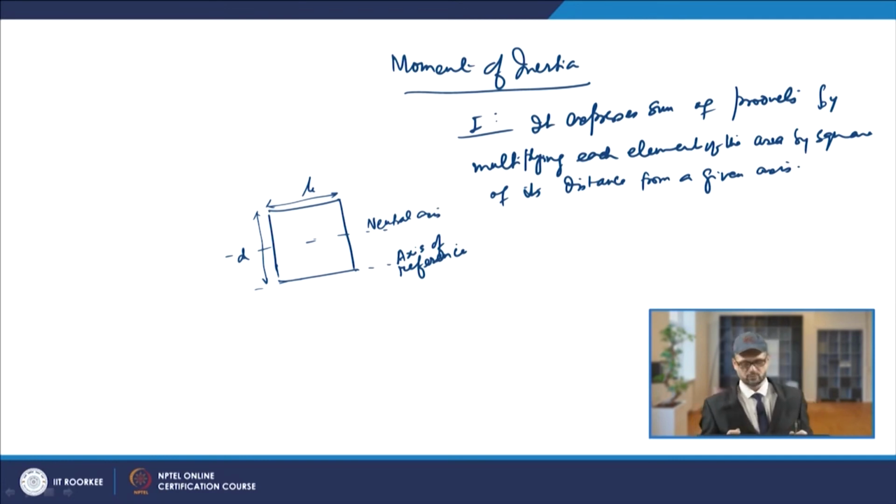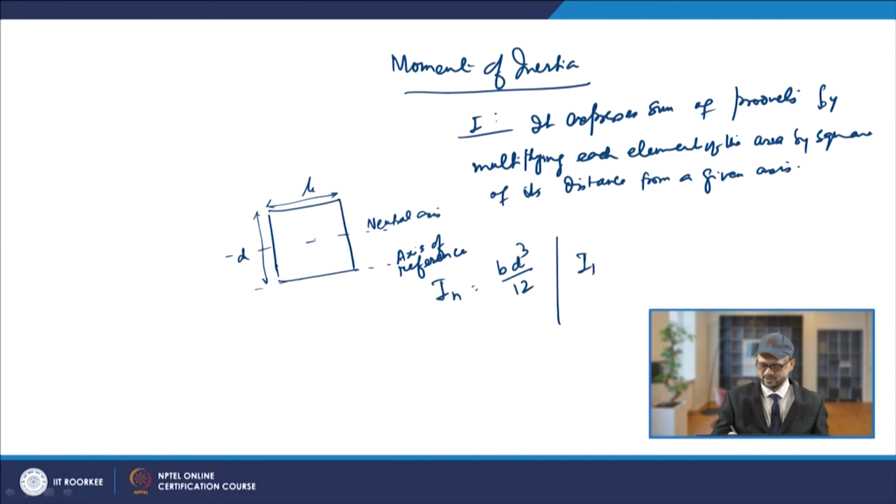So, if you try to find the moment of inertia about the neutral axis, it will be I n, and that will be B into d cube upon 12. Similarly, if you take the moment of inertia of the same rectangle about its baseline, it will be B d cube by 3.